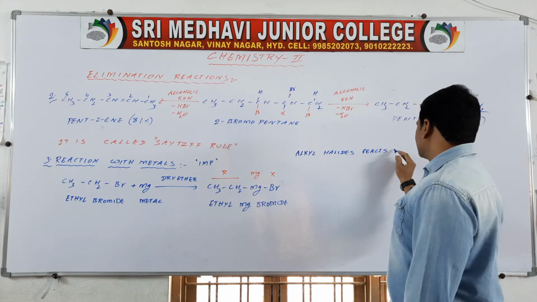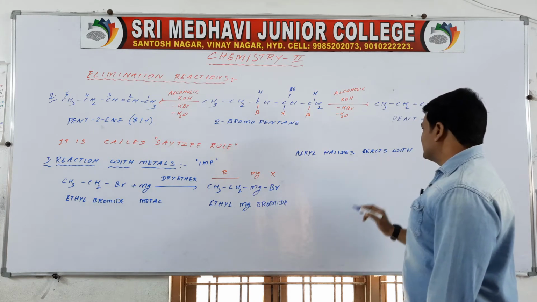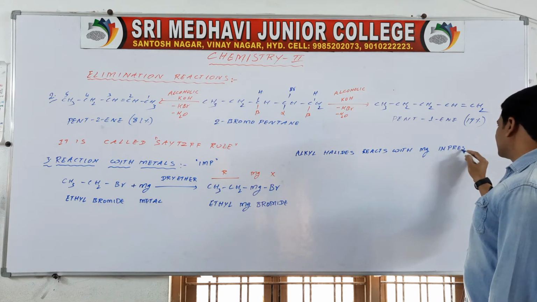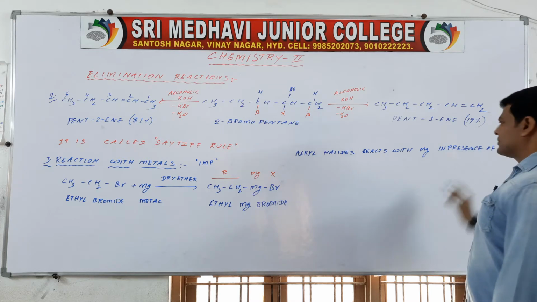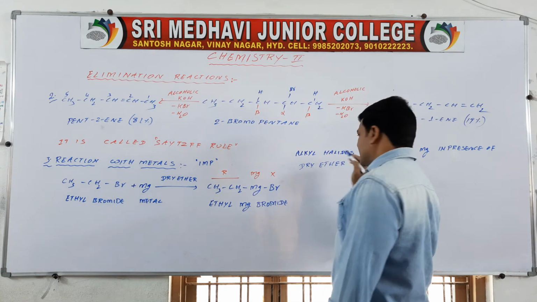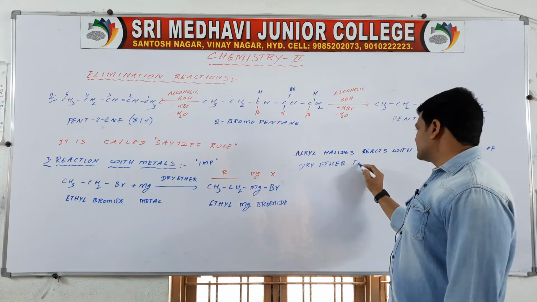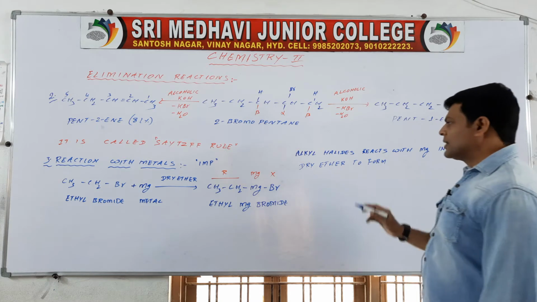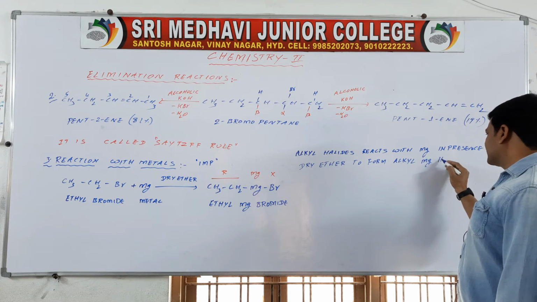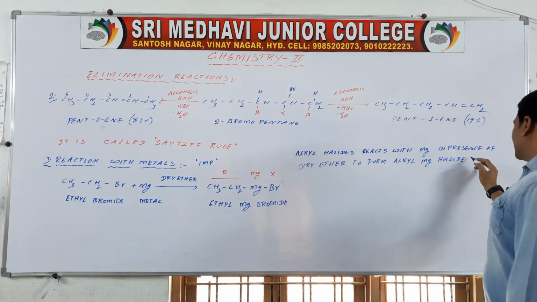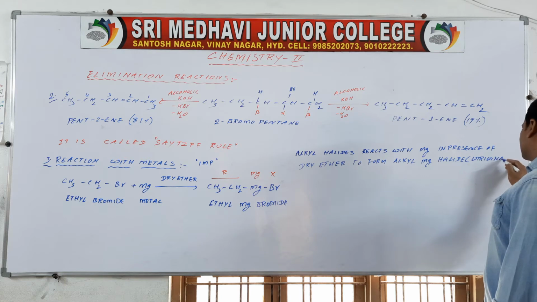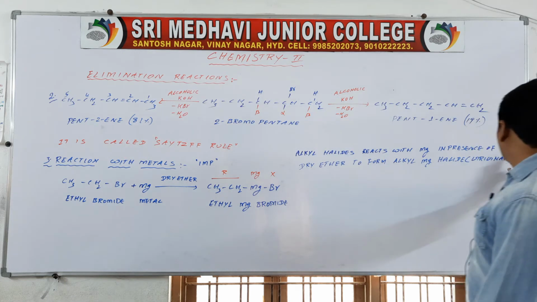Alkyl halides react with magnesium in presence of dry ether to form alkyl magnesium halide. It is called Grignard reagent.